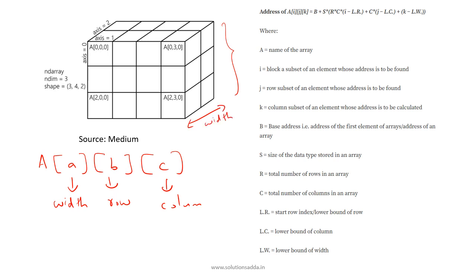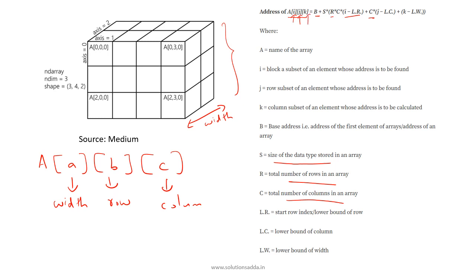The basic formula for the address of A[i][j][k] is equal to B, where B is the base address, plus S, where S represents the size of the data being stored, into R into C. R represents the number of rows and C represents the number of columns, into I minus LR. I represents the index here, and LR means the starting row index. If it is not specified, we'll assume it as 0. Plus C, where C represents the total number of columns, into J minus LC. J represents this index here, and LC represents the lower bound of the column. Plus K minus LW, that is the lower bound of width. K represents this K here.